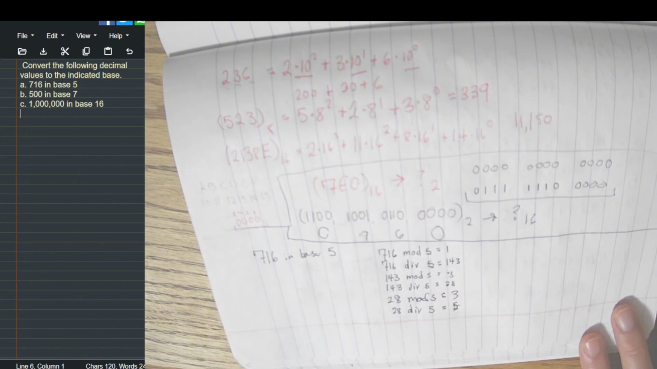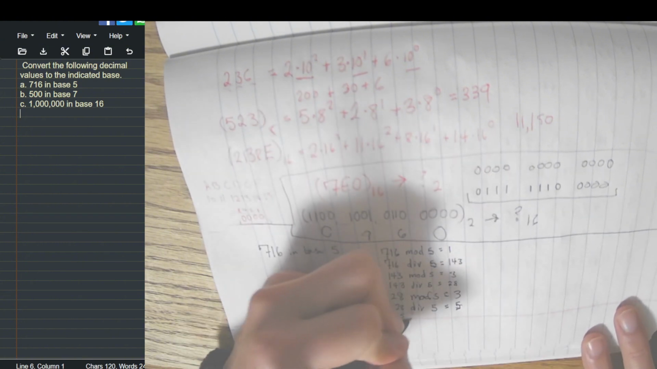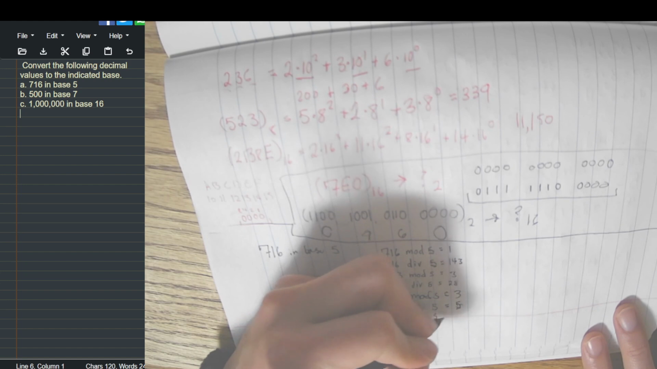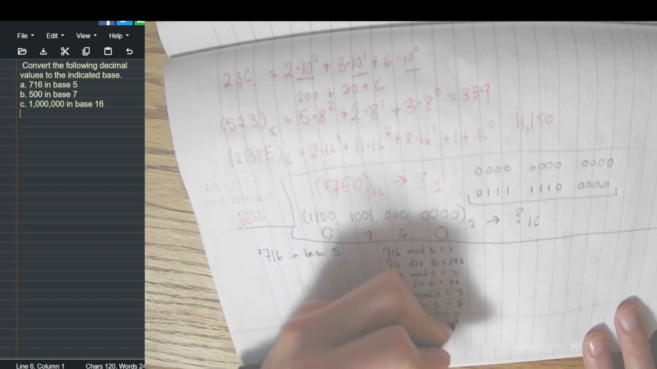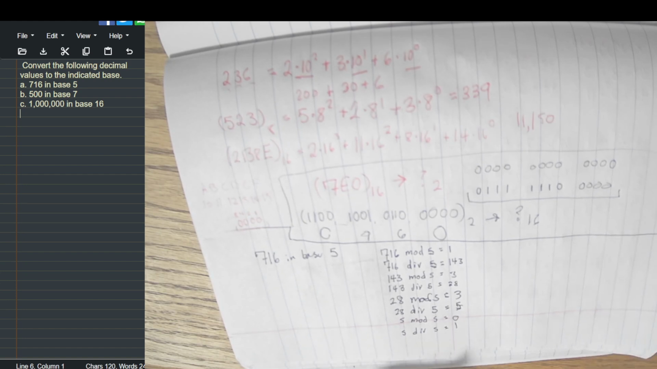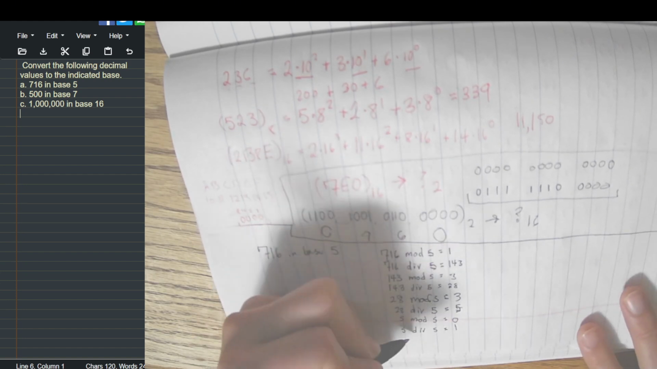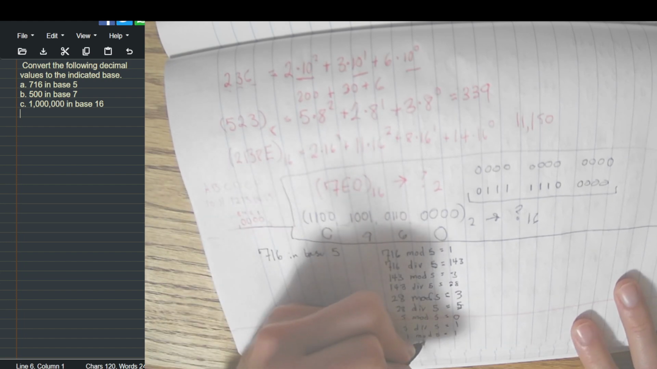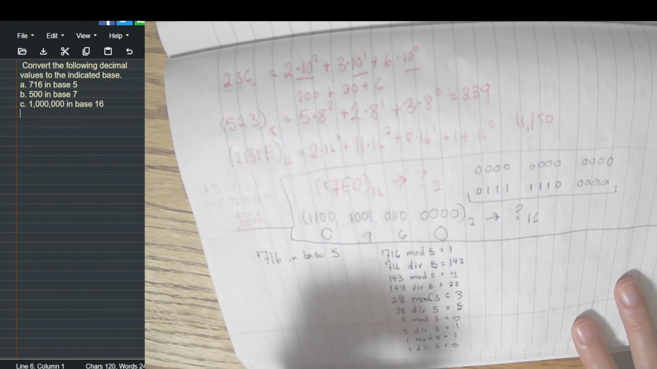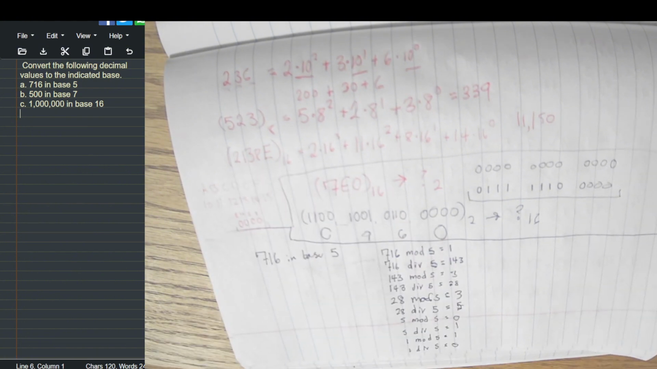Now 5 is our new number. We're going to do 5 mod 5. That's 0. I'm going to do 5 div 5, and that is equal to 1. 5 divides into 5 one time. So now 1 is our new number. 1 mod 5 is 1, and 1 div 5 is 0. And once we get to 0, we stop.